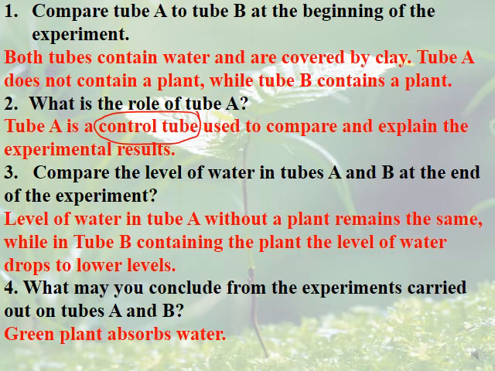Part 3. Compare the level of water in both tubes A and B at the end of the experiment. So the level of water in tube A without the plant remains the same. There is no change in the water level. While in tube B, containing the plant, the level of water decreases to lower levels. What can you conclude from the experiment carried out on tubes A and B? We can conclude that green plants absorb water.